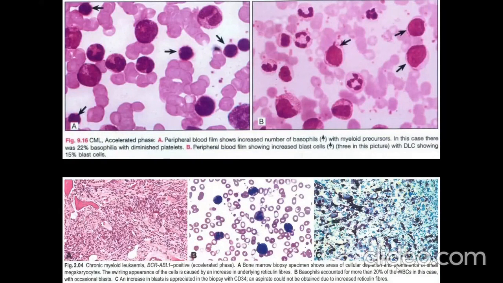In CML accelerated phase, the first picture here, picture A, is showing peripheral blood film with increased number of basophils with myeloid precursors. And the B picture is showing us increased blast cells, 3 of which are shown, which have been indicated in this picture, and the differential leukocyte count was showing 15% blast cells.